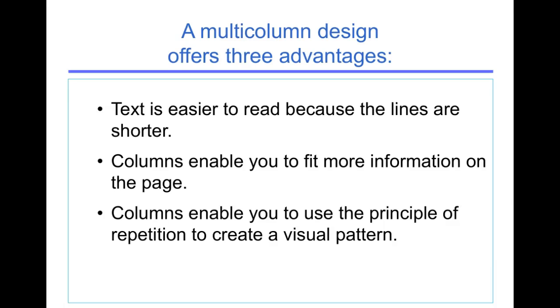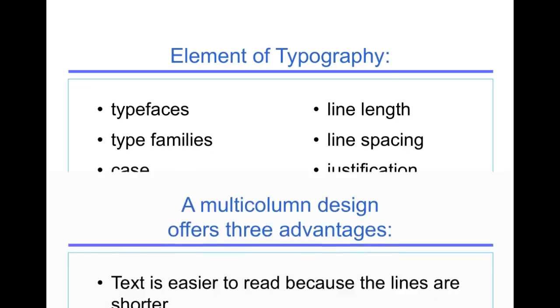The multi-column design is also another tool that you can use with designing. It makes the text easier to read because the lines are shorter. The columns enable you to fit more information on the page, and the columns enable you to use the principle of repetition to create a visual pattern design. So columns are really useful for you when you're designing a paper document. I think that they're very helpful. They're also helpful in online documents as well.